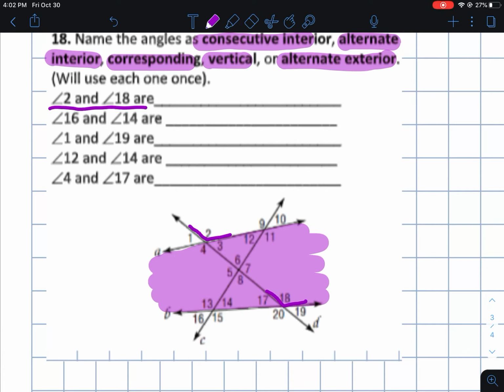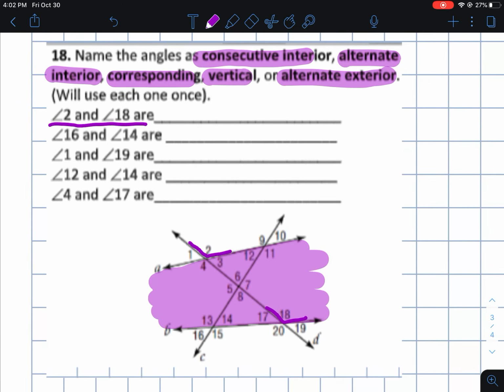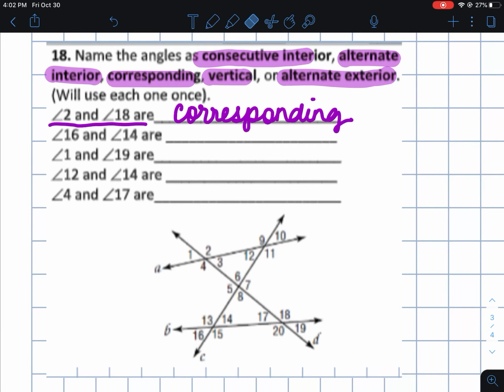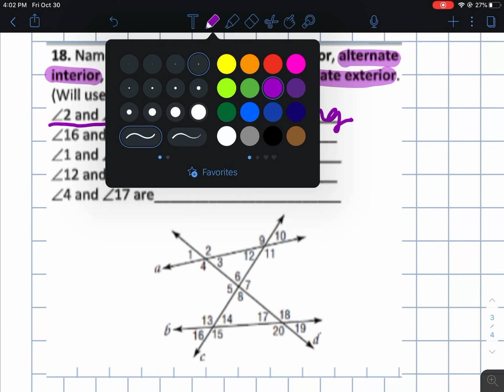It's okay. Obviously they're both not on the inside, so it cannot be alternate interior. They're not vertical angles because they're not even close to each other. They're both not on the outside either, so they can't be alternate exterior. And they also can't be consecutive interior. So the only one that we have left is corresponding. Okay, easy stuff. I'm going to erase that and move on to the next one.